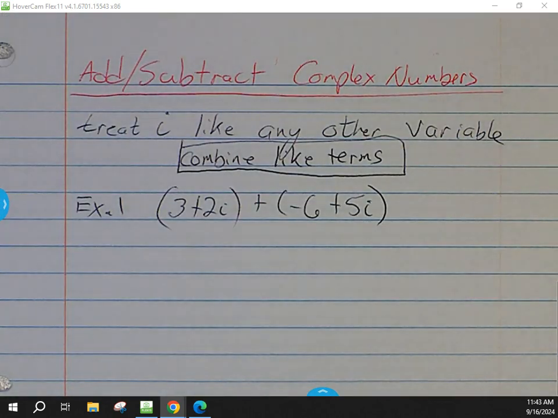Okay, and with adding and subtracting, the big thing is you've got to be careful, because sometimes people try to do too much with the adding and subtracting that they kind of look past it here.